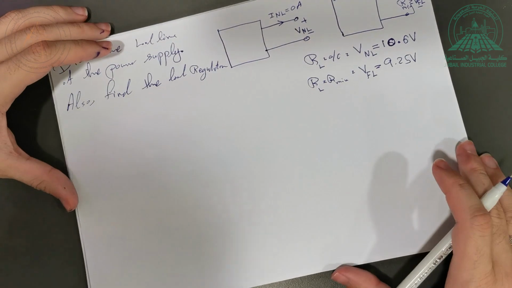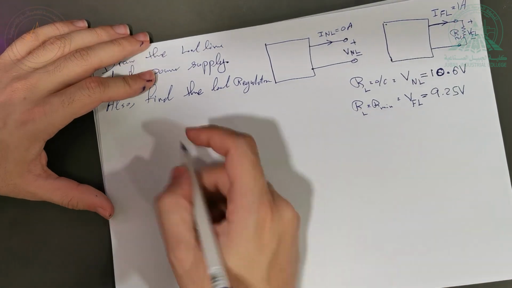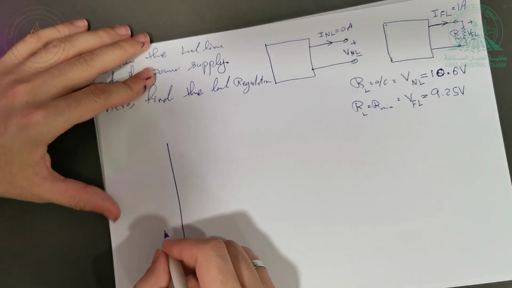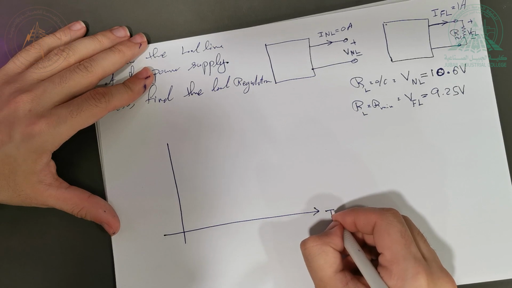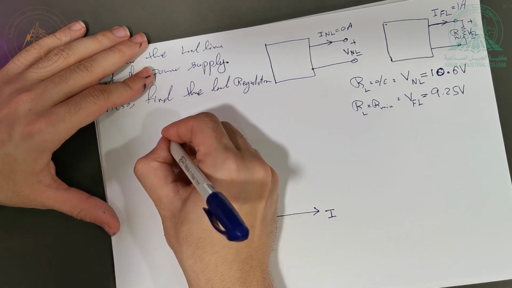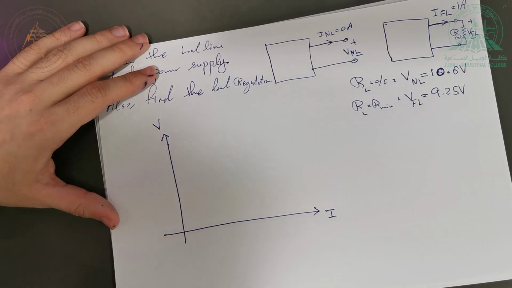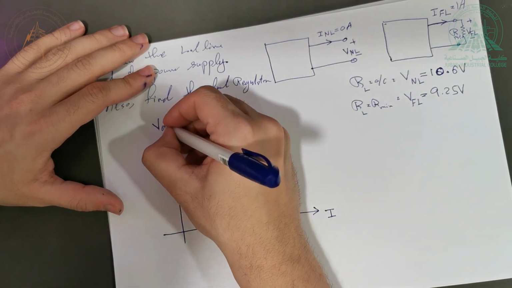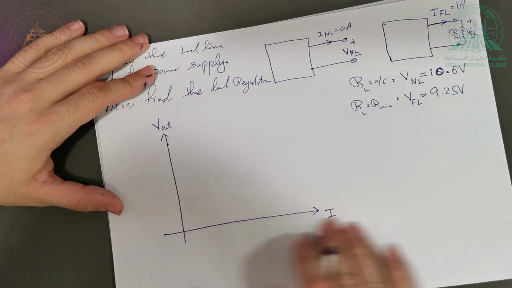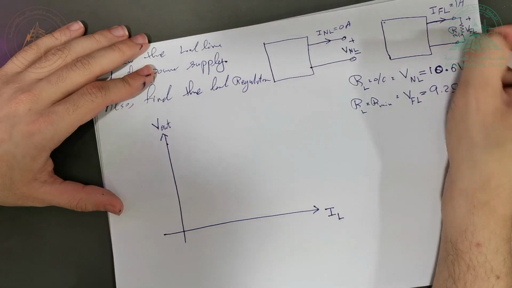So how do I plot the load line? Those are very simple steps. The load line is going to be a curve between the current of the device and the voltage. Now which voltage am I talking about here? I'm talking about the output voltage. So this is the output voltage, and this is the current that will move to the load. So this is the load current, this current moving into the load.